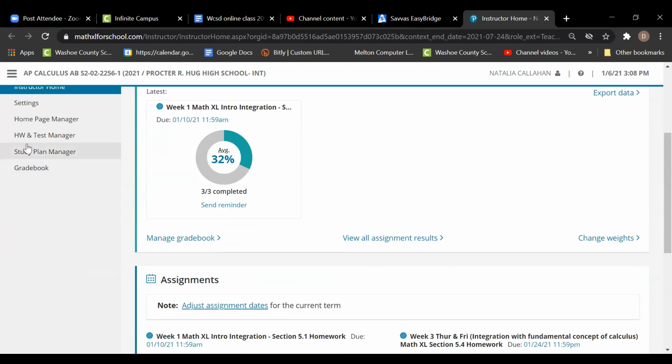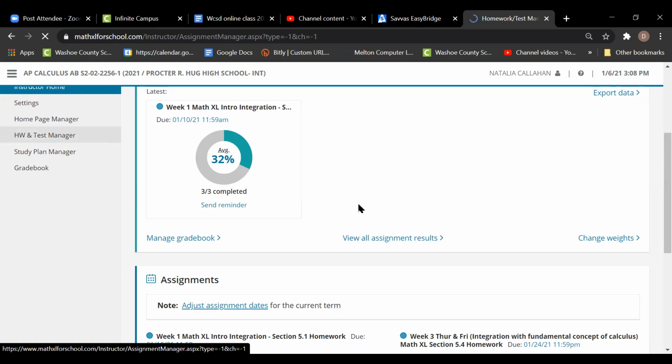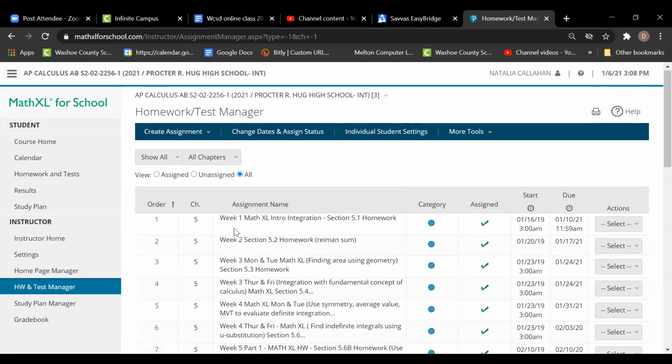And once you get to this platform right here, go to Homework. And as you can see, your week 1 is already set up. You just have one assignment for week 1 since we had a later start. It is due on Sunday by 11:59 p.m. So just keep that in mind.